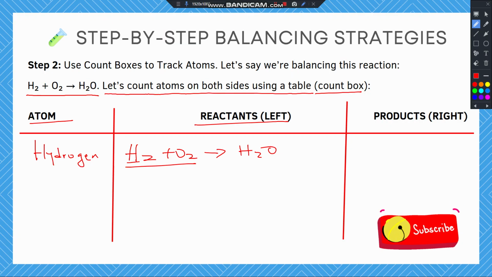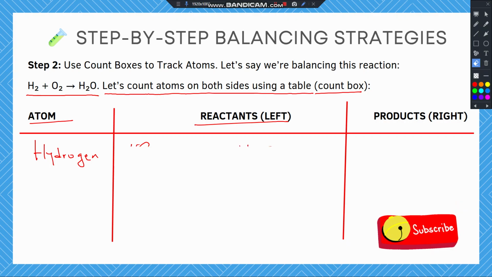We can identify hydrogen over here having a subscript of 2, which tells us that hydrogen has 2 atoms on the left hand side. So if I'm to identify hydrogen, I will just simply say hydrogen has 2 atoms on the left hand side. On the right hand side, how many atoms of hydrogen do we have? You can see over here, hydrogen is also present with 2 atoms because the formula H₂O shows us that hydrogen has a subscript of 2. So both on the left hand side and on the right hand side, hydrogen is 2.